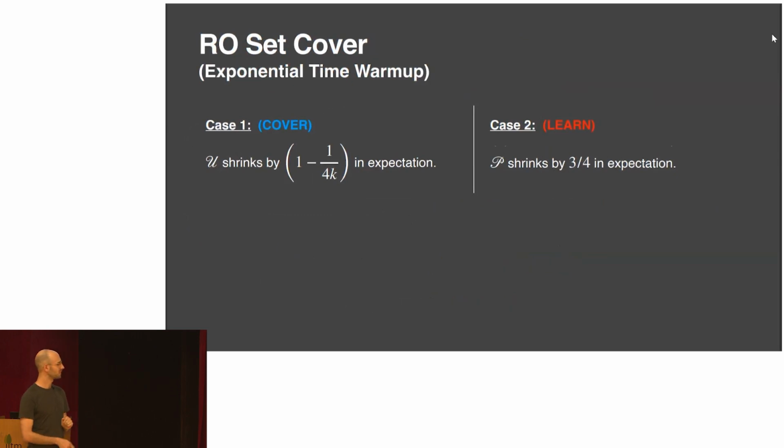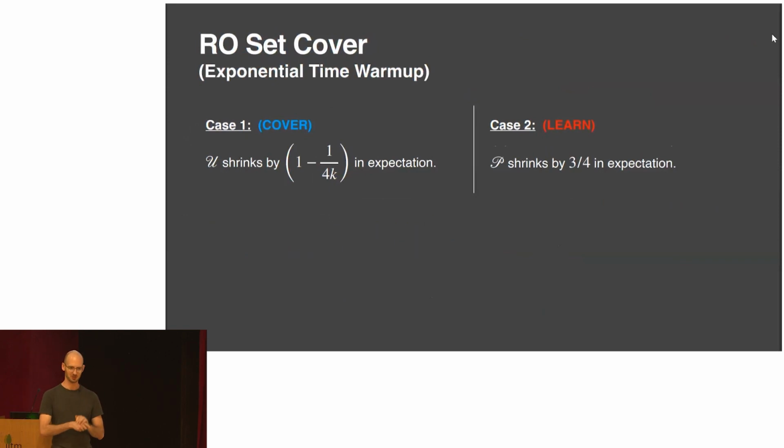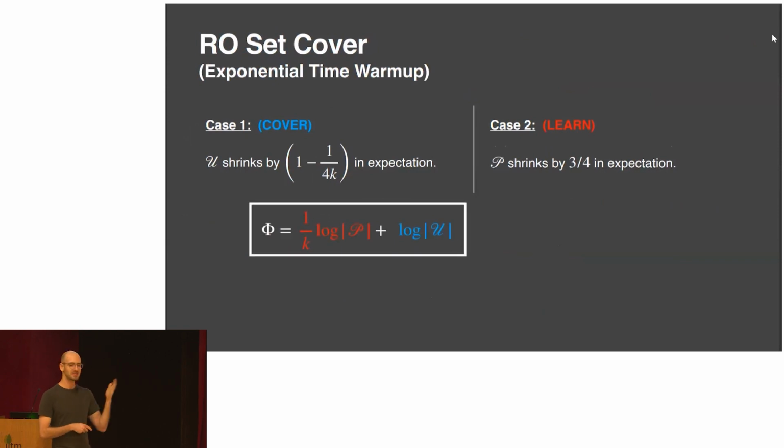Let me write this proof in a slightly different language, as an analogy to what's coming next. I can argue the exact same thing with a potential function. The potential function looks like this: 1 over k times log of the size of P plus log of the size of U. I've color-coded everything suggestively. Did I get it right? Yeah, that should be red.